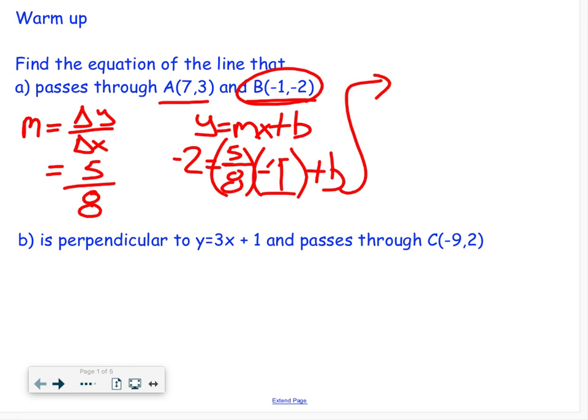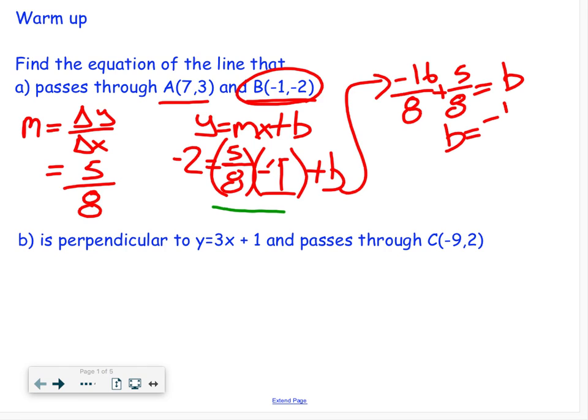I'm going to change negative 2 to negative 16 over 8, because when I bring the 5 over 8 over, it's going to become a plus 5 over 8 because we've got negative 1 times 5 over 8. So we get plus 5 over 8 equals b, and then b equals negative 11 over 8. Therefore, our equation is y equals 5 over 8 x minus 11 over 8. And we've done questions like that before.